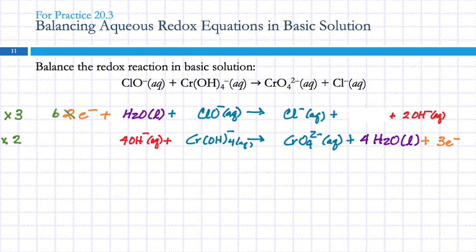2 times 3 is 6. 1 times 3 is 3. 1 times 3 is 3. 1 times 3 is 3. 2 times 3 is 6. Down here I'm multiplying by 2. 2 times 4 is 8. 2 times 1. 2 times 1. 2 times 4 is 8, and 2 times 3 is 6.